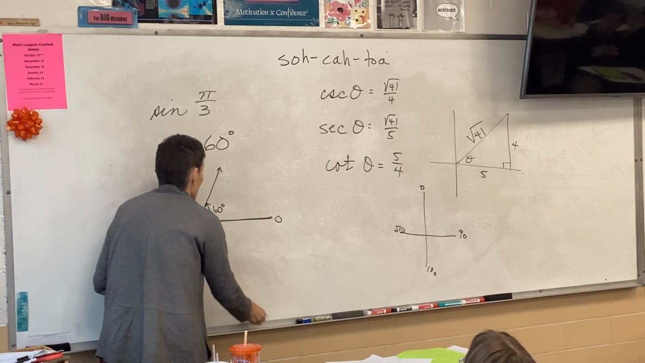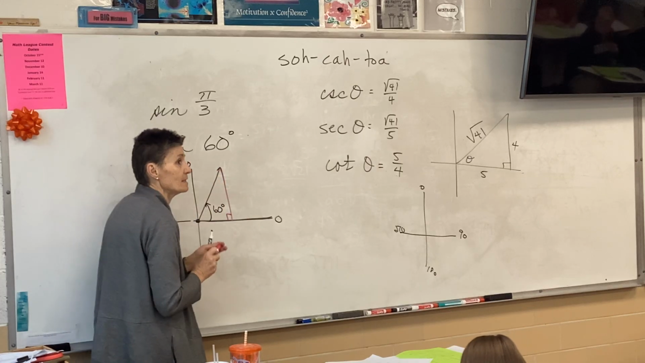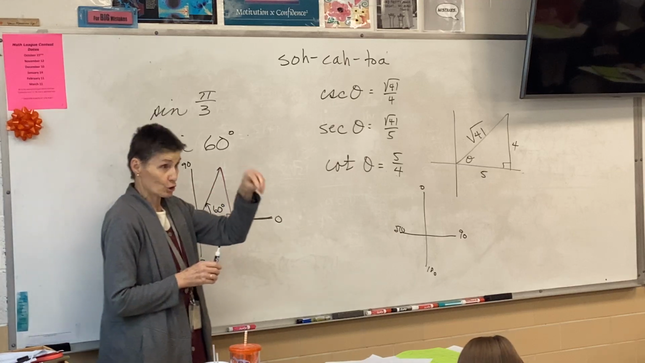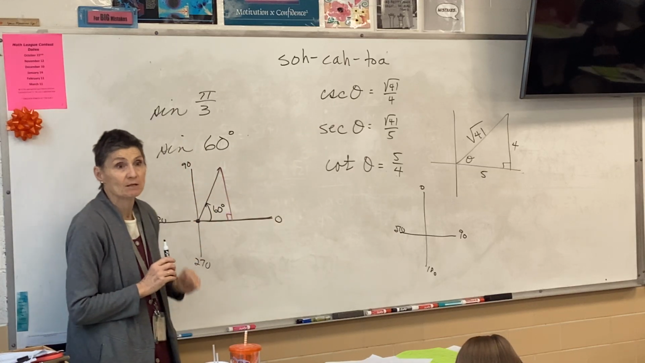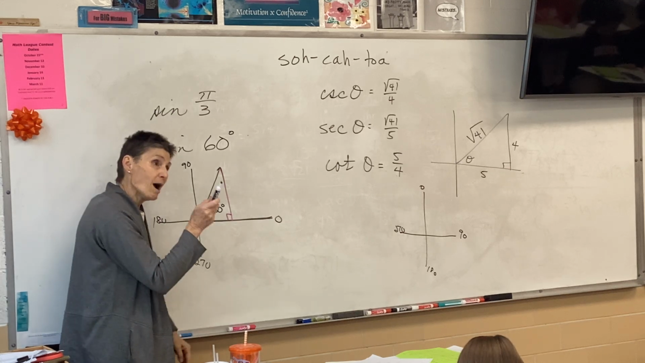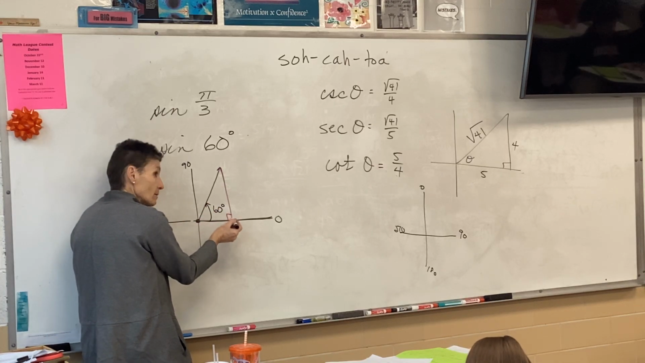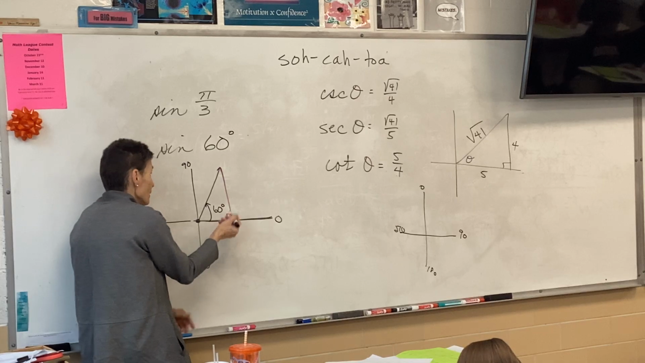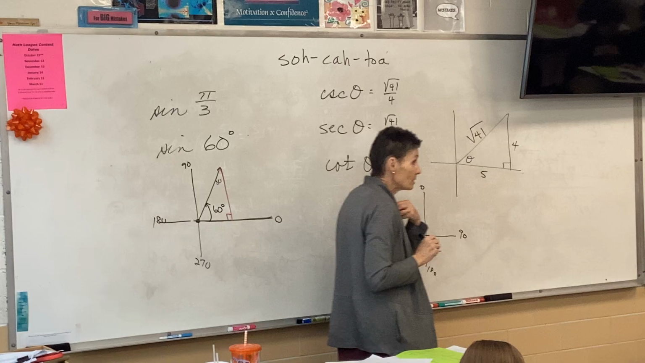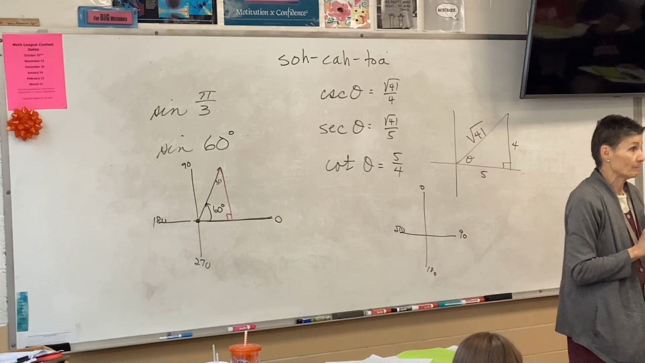Now, I want you to drop a perpendicular straight down to the x-axis so that you have a triangle that looks just like the triangles in our previous problem. Only now we know that that angle is 60, and that angle is obviously 90. So this one is 30. So you have now one of your special triangles, 30, 60, 90.